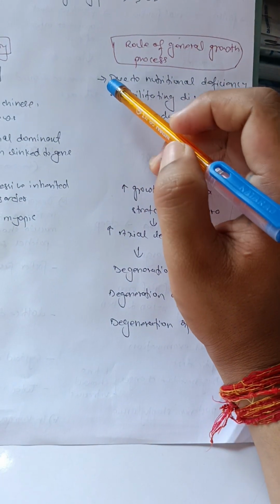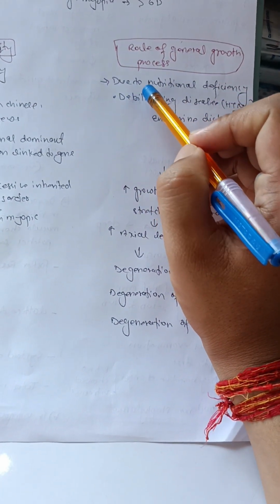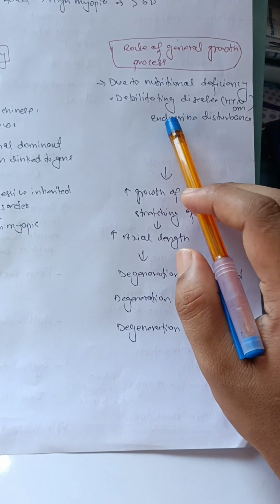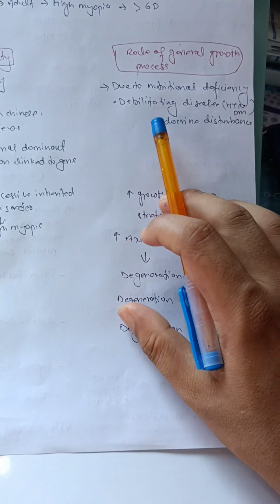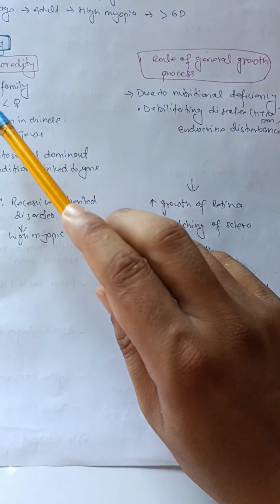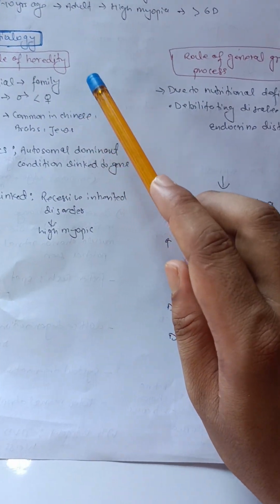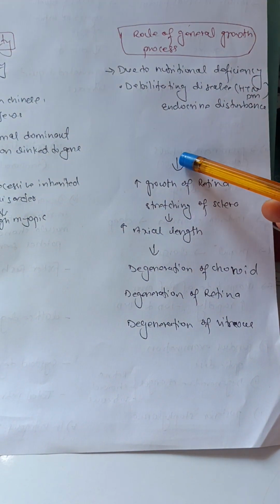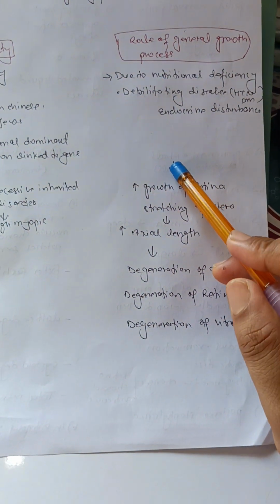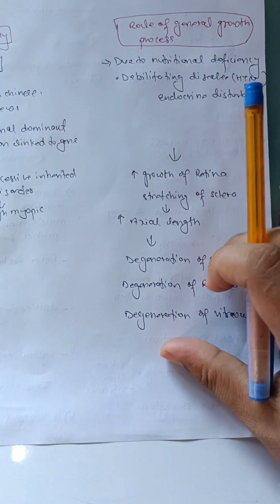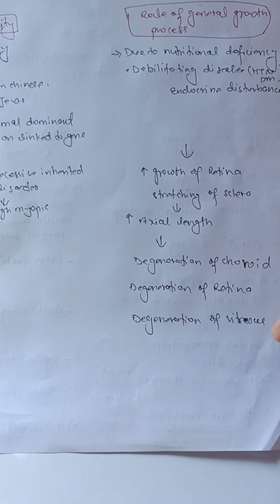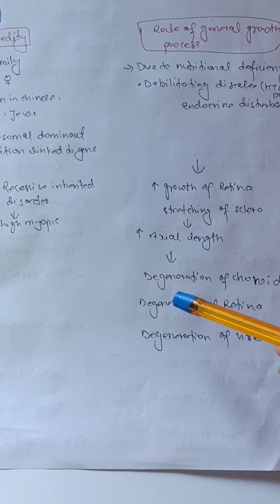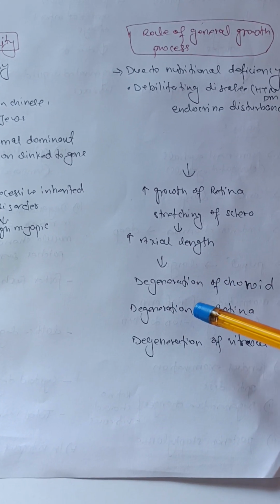And role of general growth process: due to nutritional deficiency, debilitating disease like hypertension, diabetes mellitus, and endocrine disturbances. So in both cases, there is role of heredity, and in general growth process there is increased growth of retina, and there is stretching of sclera, which leads to increase in axial length, and there is degeneration of choroid, degeneration of retina, and degeneration of vitreous.